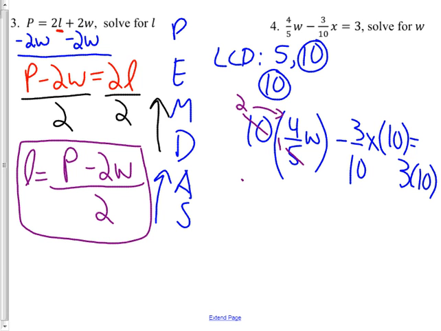So 2 times 4 is 8, and we have 8w. The next part, negative 3/10 times 10. 10s are the same, so they just cancel, become a 1, and again we're done. 3x times 1 is just 3x, and the negative comes along. And lastly, equals 3 times 10. 3 times 10 is 30. So again, we're solving for w. We had to do that just to get it set up, and so we're solving for the w right there.